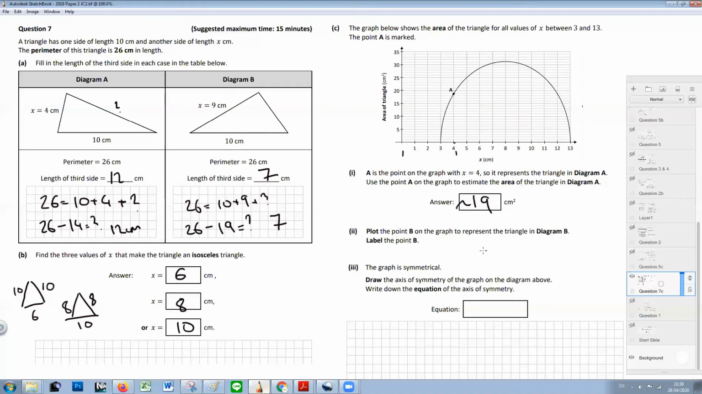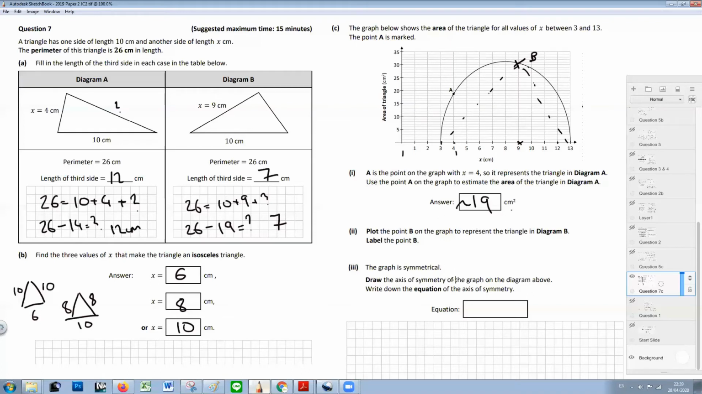Okay, so plot the point B on the graph to represent the triangle in diagram B. So this is our diagram B. We know that x is 9 centimeters, so we're going to have to go to 9. That's going to be here, and then we're going to go up here. So that's going to be our point B. It's very important not to go from here over to here, which would be 9. You're going from here to here and up. So that's how you do that. And you could even imagine if you drew that, it wouldn't look right. Your triangle to look like that is going to have to go like this and down at that representative angle. So hopefully that's clear.